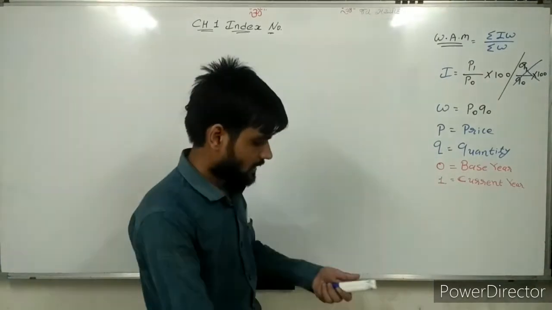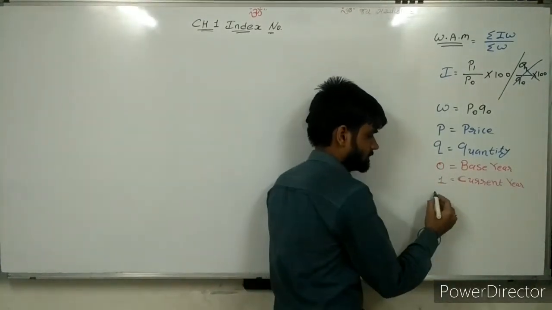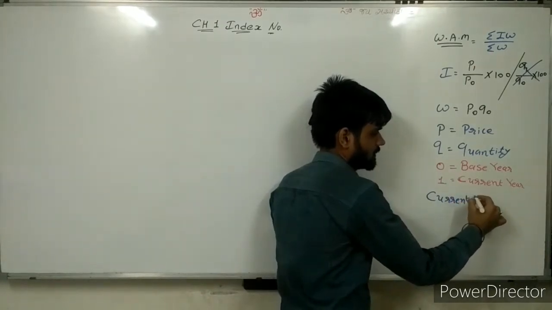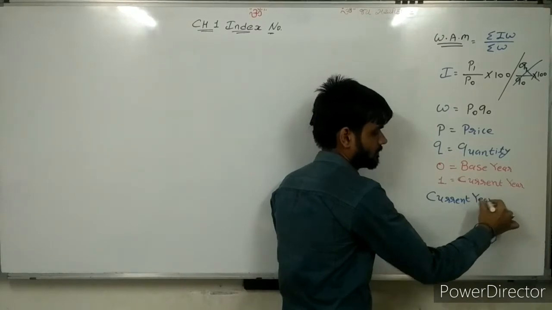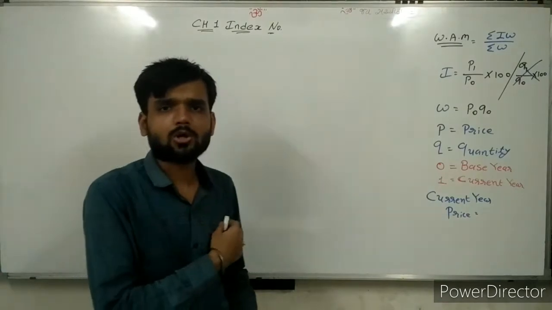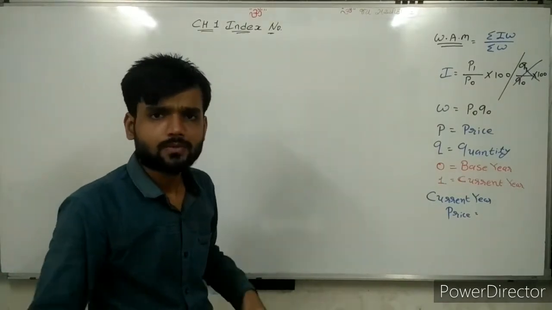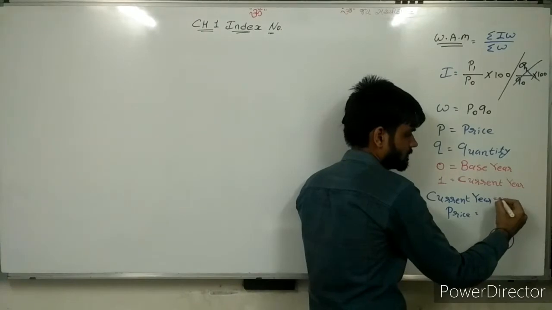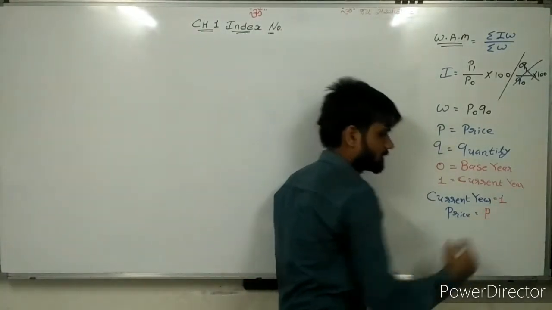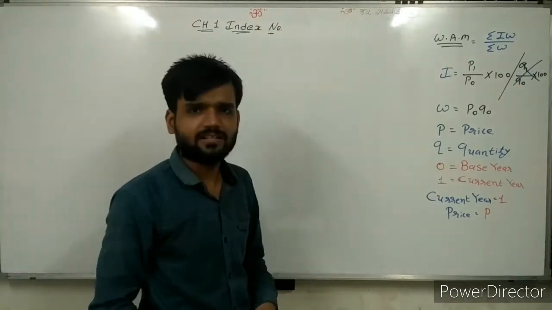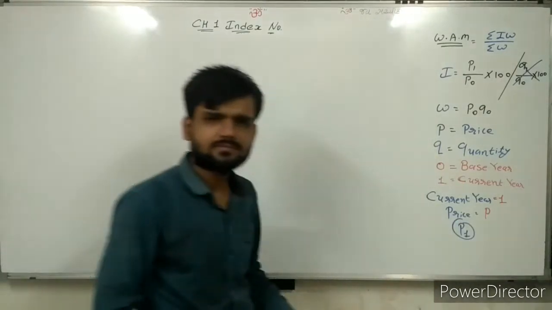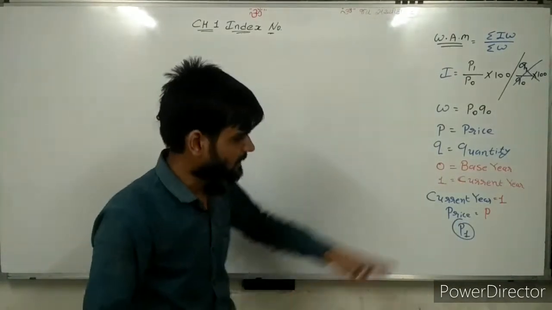For example, suppose here is given current year price. Now current year price means what? Current year means 1. Price means P. So I can write it this way: P1, current year price, P1.